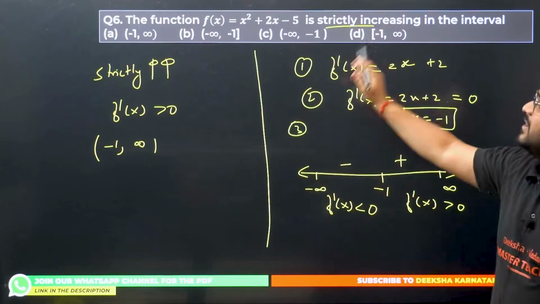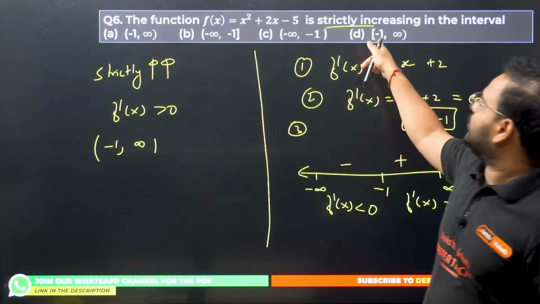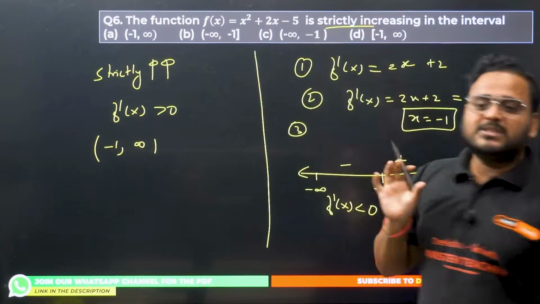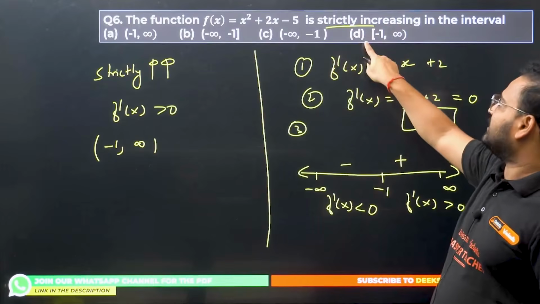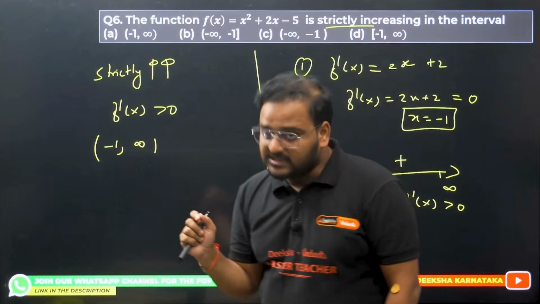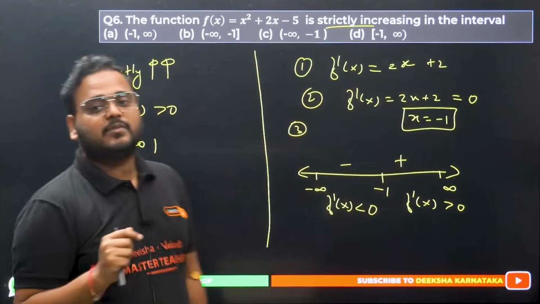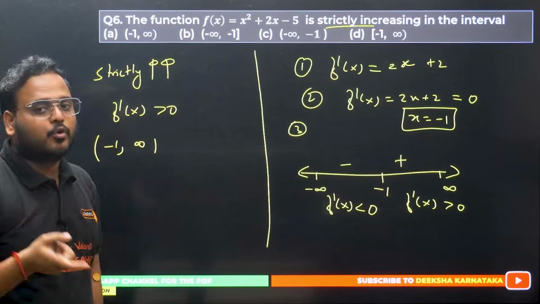It'll be both open because we're talking about strictly increasing. If it was just increasing, we can keep this as a close bracket also. If this word was missing from here, we did not have the word strictly over here, only increasing, then the answer will become D. But in this case, they have mentioned what? Strictly increasing, we got to go with option A.